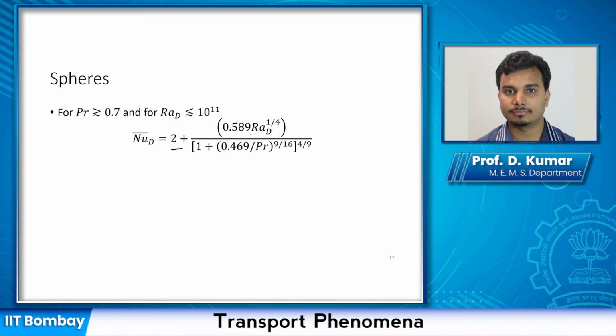So that's the set of correlations. There is not much to discuss. The only thing is you should be able to use these correlations and find Nu average, then h average, and once you have h average, then from there q.